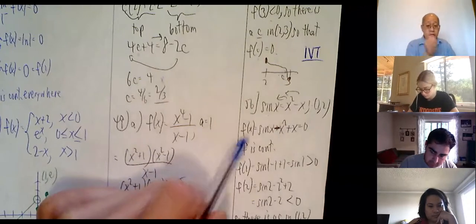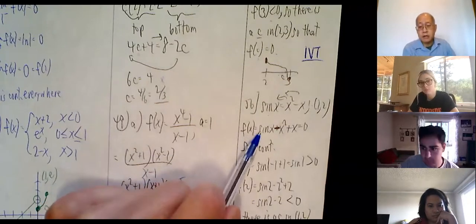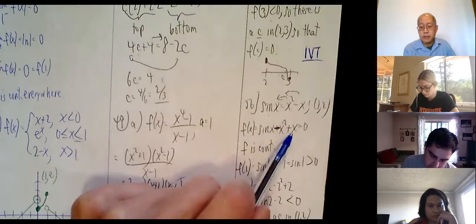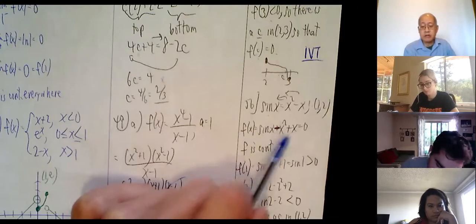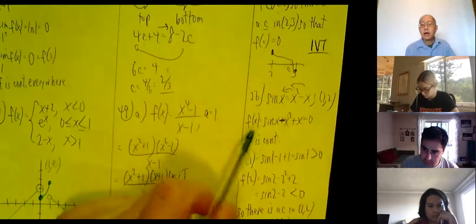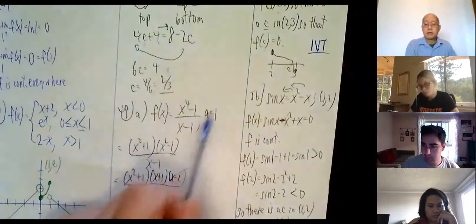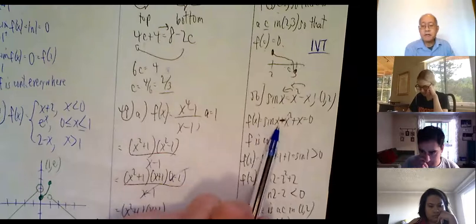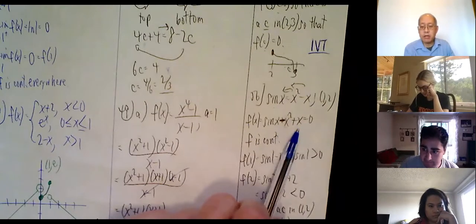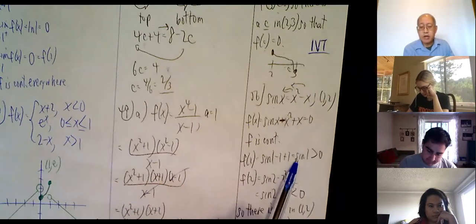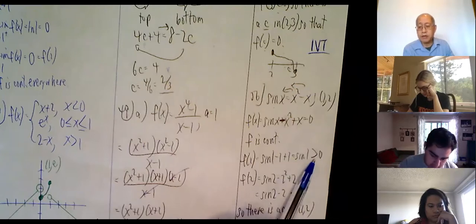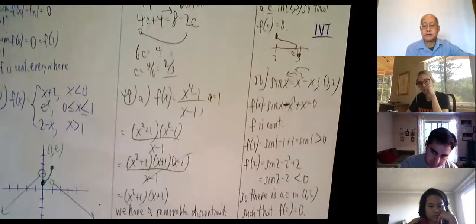Okay, f is continuous. Trig functions are continuous. Polynomials are continuous, right? The sum and difference of continuous functions is continuous. So this function will be continuous. All right, so plug in 1. Sine of 1 minus 1 squared plus 1, that's a sine of 1. You can punch it in your calculator. It's going to be positive, greater than 0.